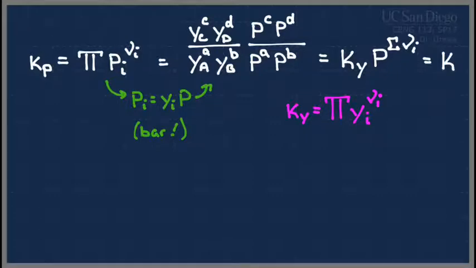And so often you will find that P raised to the sum of the stoichiometric coefficients put over on the other side. There's no reason to do that other than what we're about to discuss, just because it reveals the dependence on pressure. So that was where those pressure terms came from.